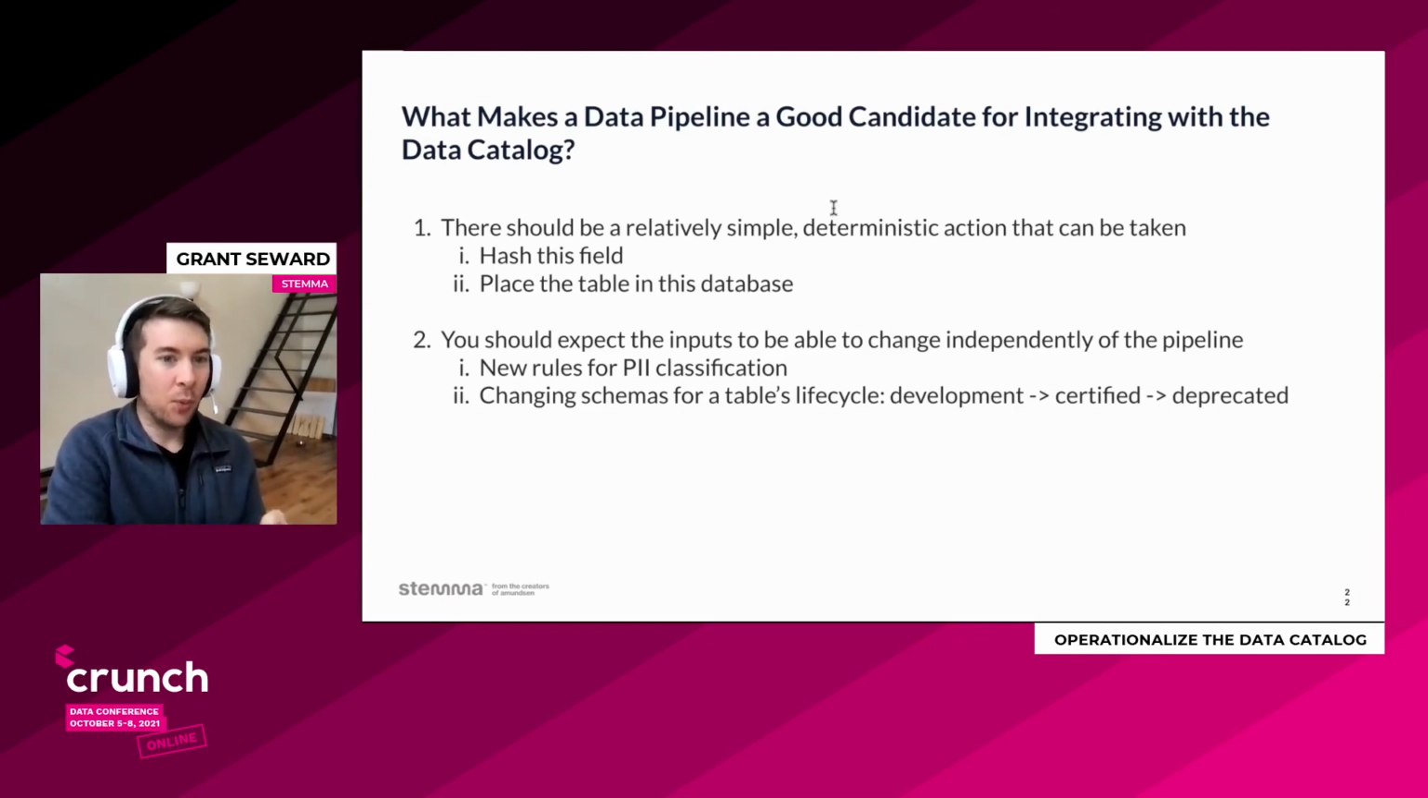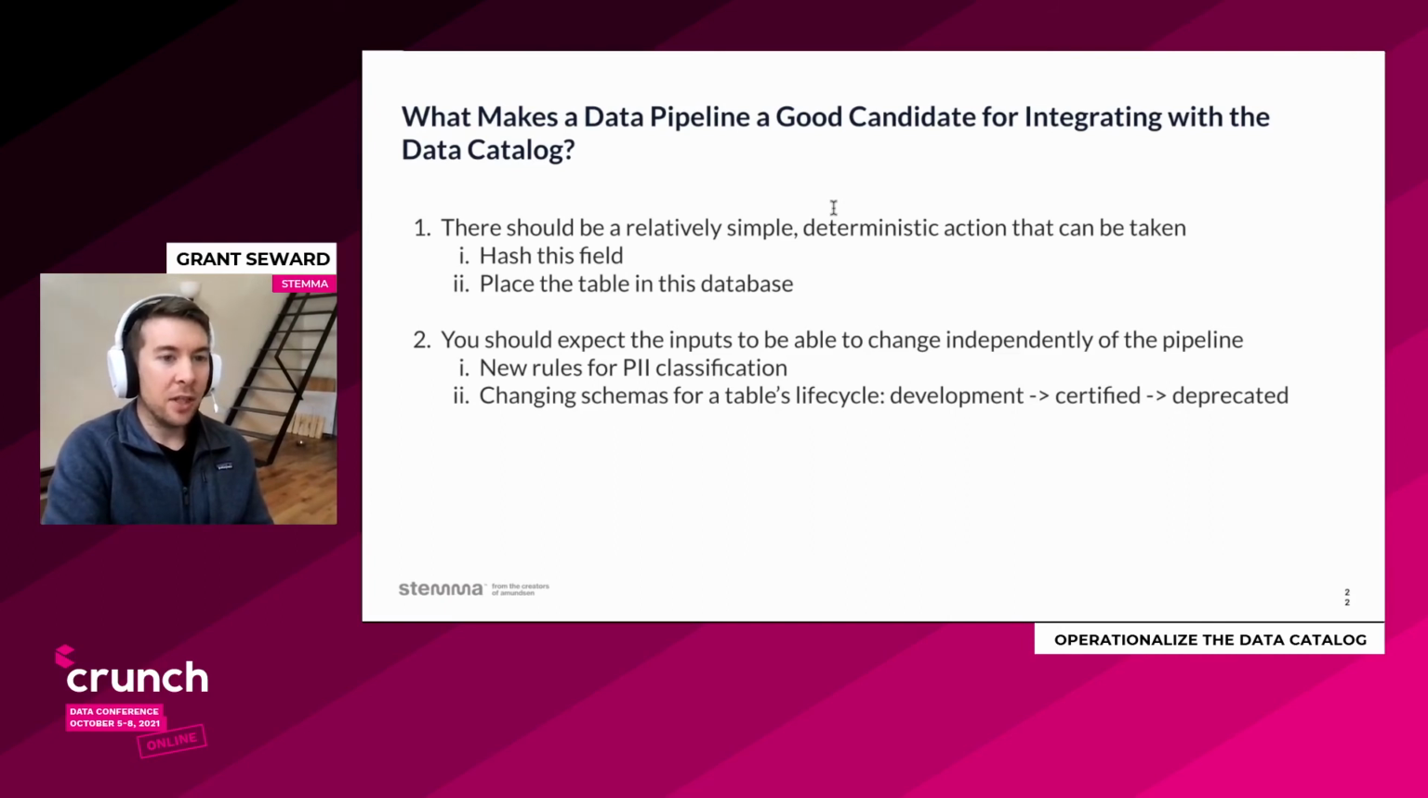The first is that we want to have a very simple and deterministic action that can be taken. As we saw with the PII data, this was hashing a field. We could have this be dynamically inserting a new column. Maybe we have a particular timestamp column that should be applied to all tables that denotes event timestamp versus created or received timestamp. We could also place this table into different databases.